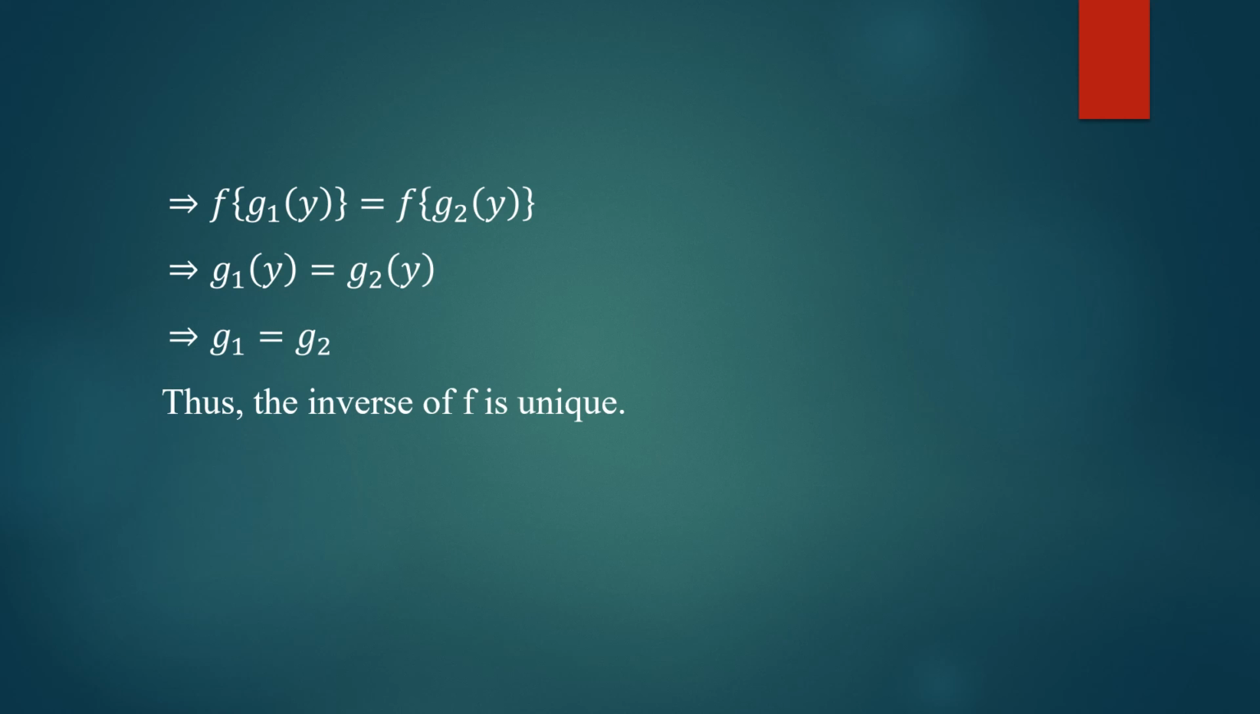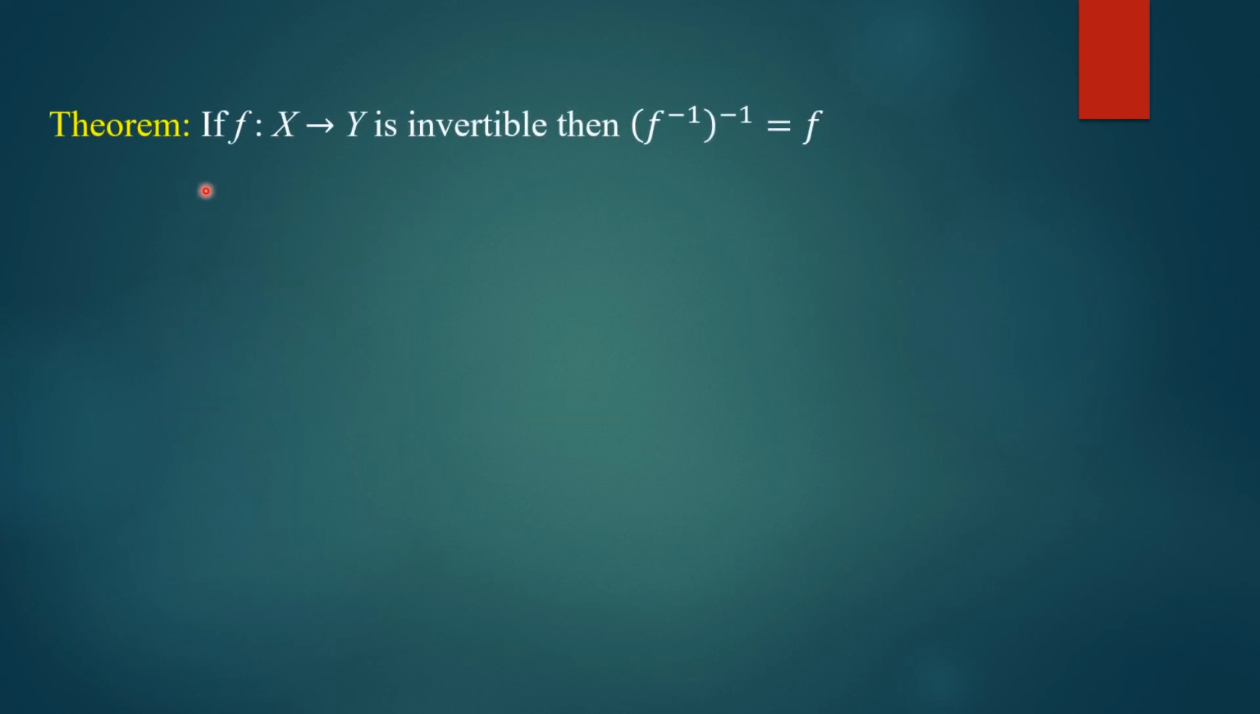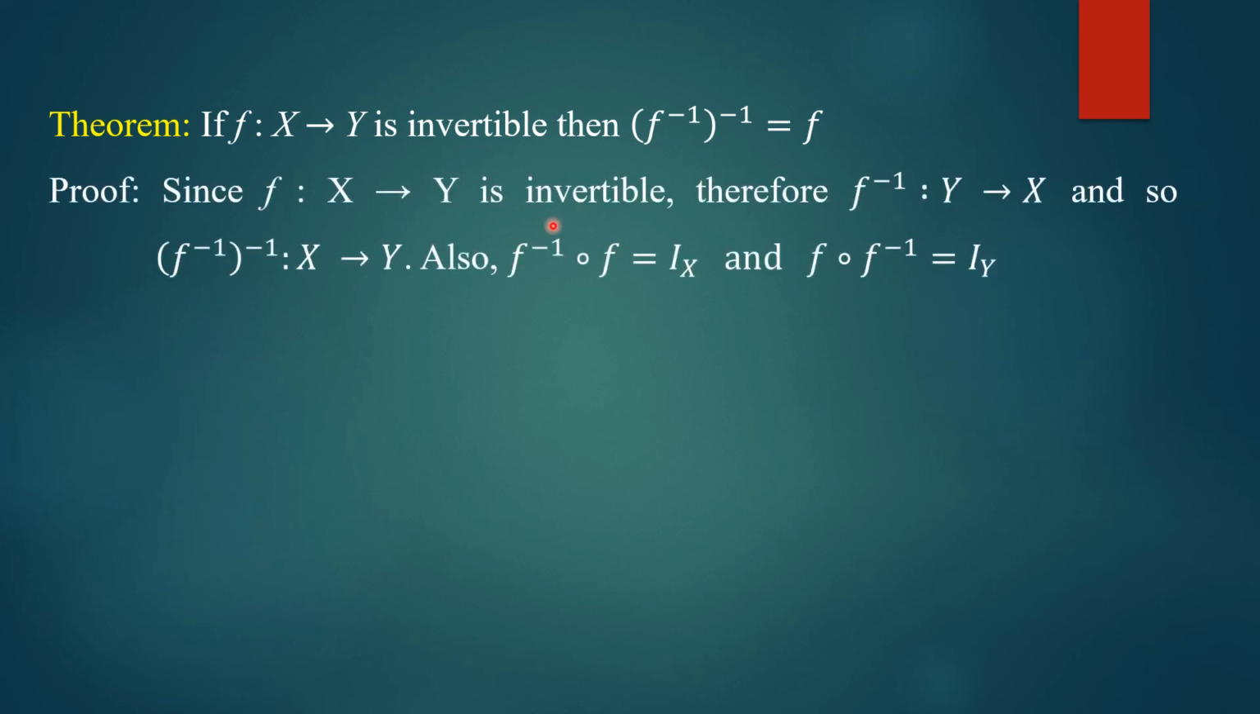Come to the next part. So this is your theorem. If f from X to Y is invertible, then the double inverse of f is equal to f. Okay, so it is a very simple proof. Since f from X to Y is an invertible function, therefore f inverse is a function from Y to X, and so the inverse of f inverse is again a function from X to Y, this one.